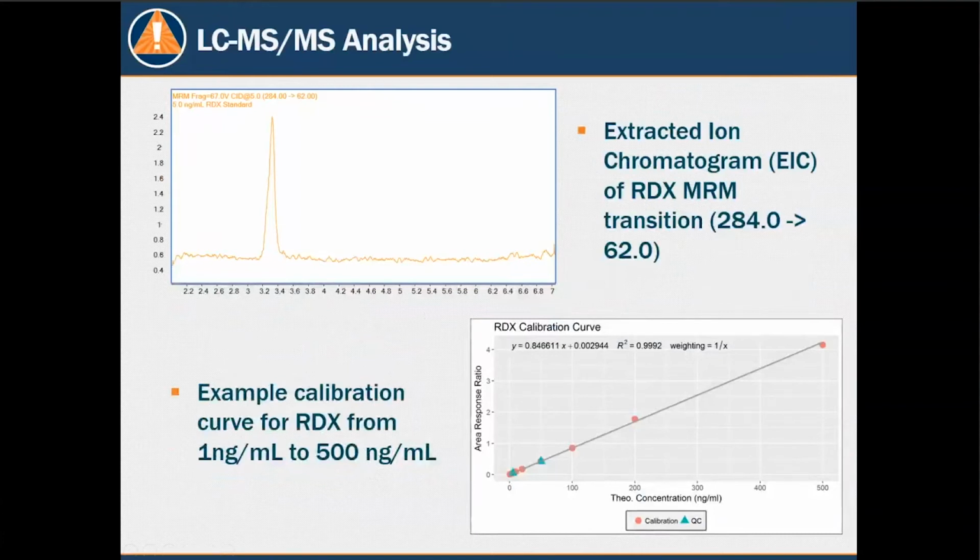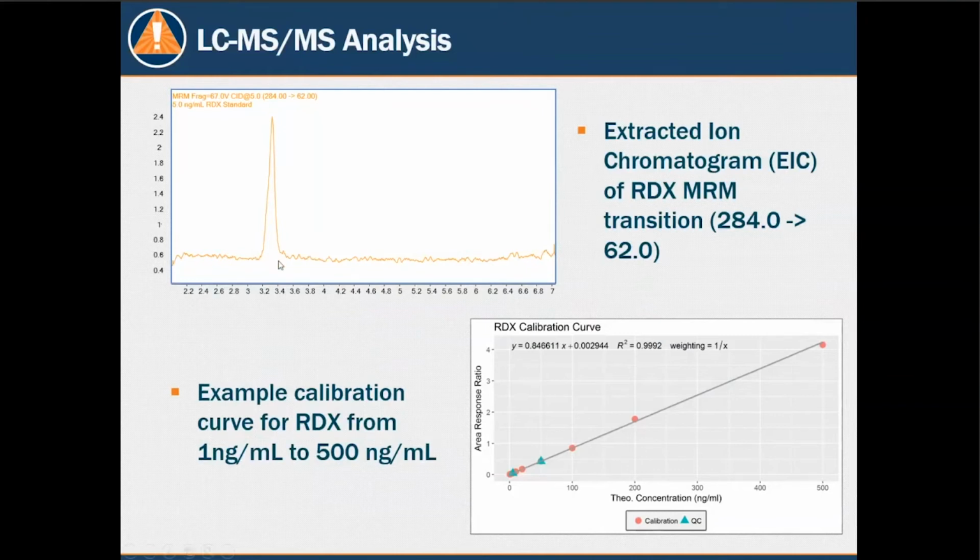So shown here is just some of the instrument performance. Above is what the MRM transition looks like for RDX at 5 nanograms per mil. That is the second lowest point on our calibration curve. We have what I call a relatively reasonable signal to noise ratio, and no other peaks are shown in the chromatogram, which is to be expected when you're doing MRM analysis.